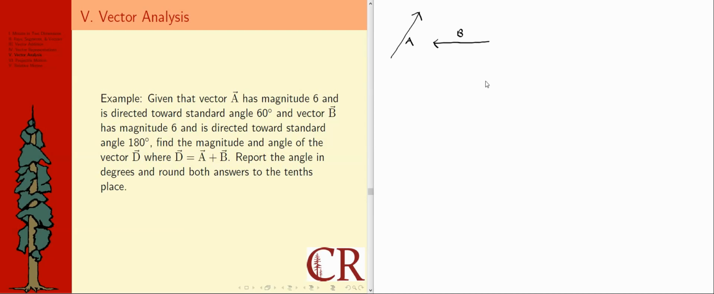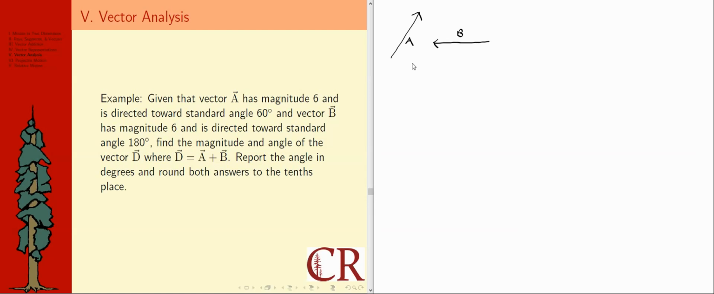Given that vector A has magnitude 6 and is directed towards standard angle 60 degrees, and vector B has magnitude 6 and is directed towards standard angle 180 degrees, find the magnitude and angle of the vector D, where vector D is equal to vector A plus vector B. Then it says to report the angle in degrees and round both answers, that is the magnitude and the angle, to the tenths place.